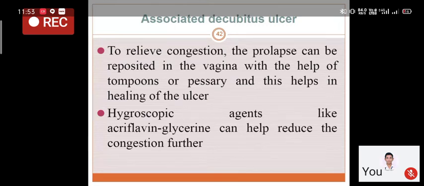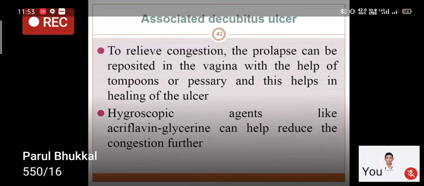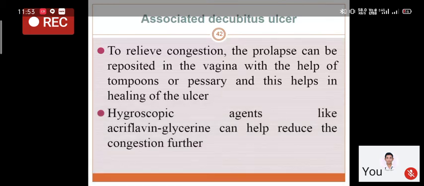Now, if there is decubitus ulcer with prolapse, the ulcer has to be treated before taking the patient for surgery. Now, how will you treat a patient of decubitus ulcer with prolapse? So, I told you the etiology of prolapse, decubitus ulcer in prolapse is due to venous congestion. And this congestion, why is it happening? Because it is the most dependent part. It is descending down inside the vagina. So you have to treat that congestion as the management of decubitus ulcer.